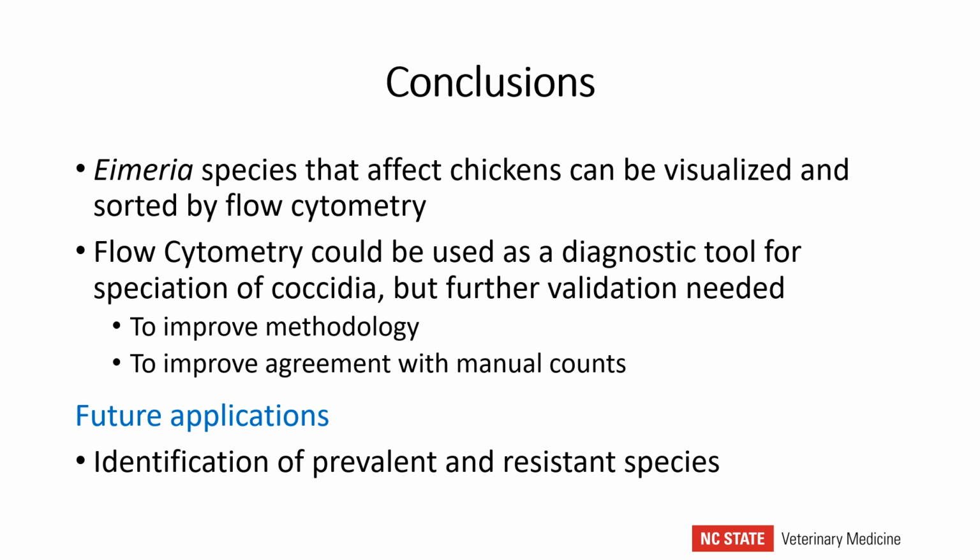In conclusion, flow cytometry is capable of speciation of Coccidia species and simultaneously enumerating them. The results are encouraging and justify further validation to improve the methodology and agreement of Coccidia counts with traditional methods. Flow cytometry for speciation and enumeration of Coccidia could be used to identify the most prevalent Eimeria species at the farm or region level. It can also help to pinpoint Eimeria species strains resistant to anticoccidials and to improve the selection and production of live attenuated vaccines.